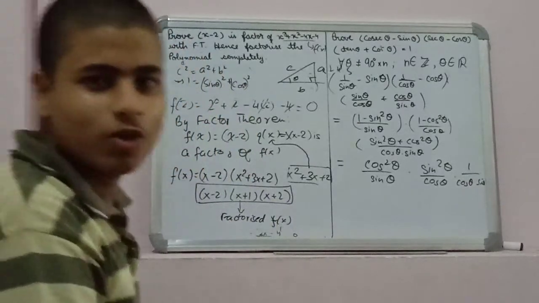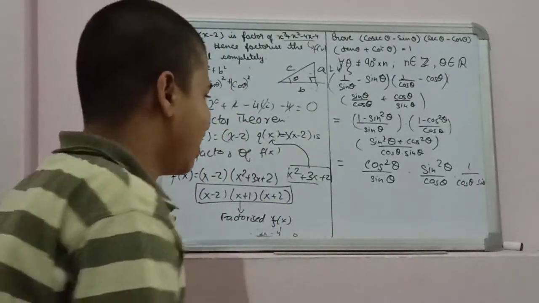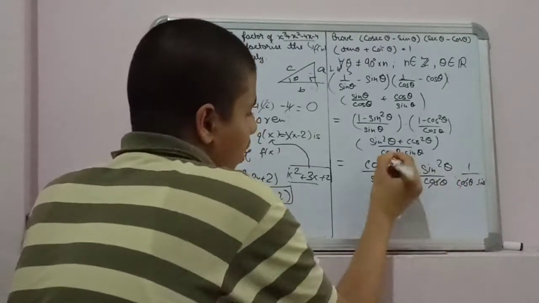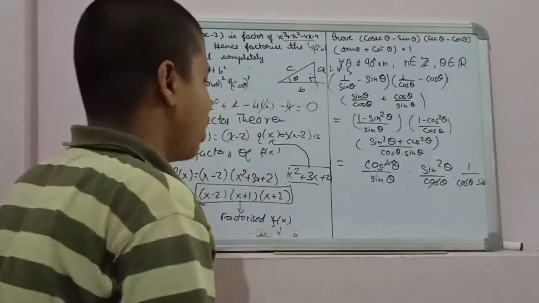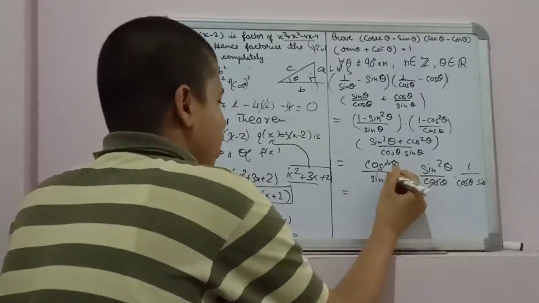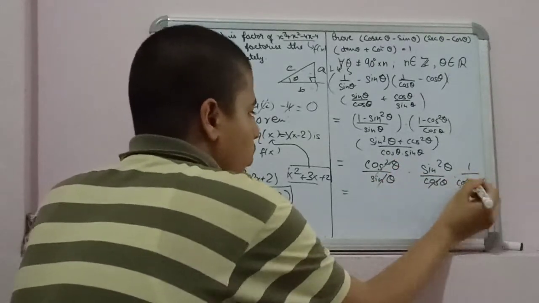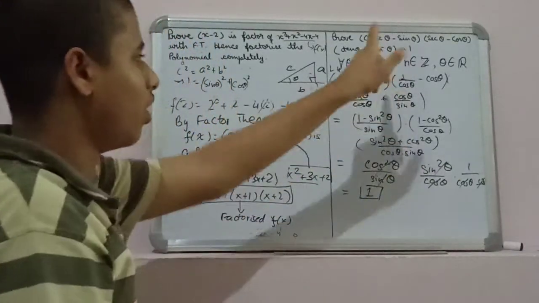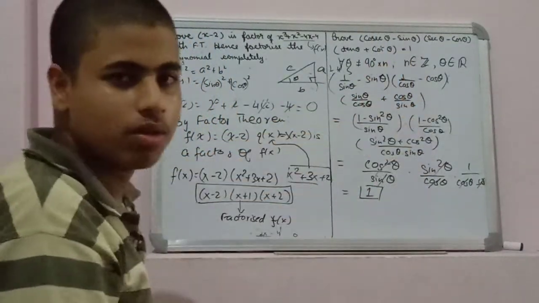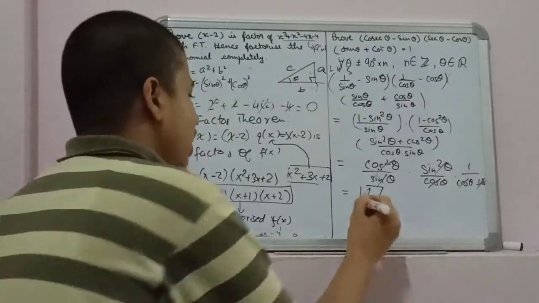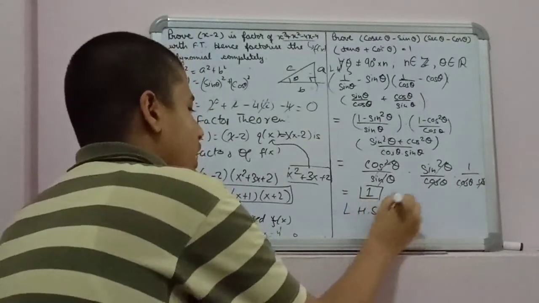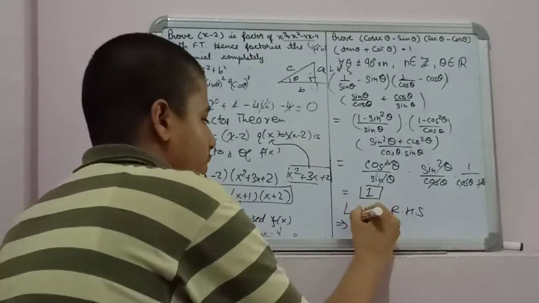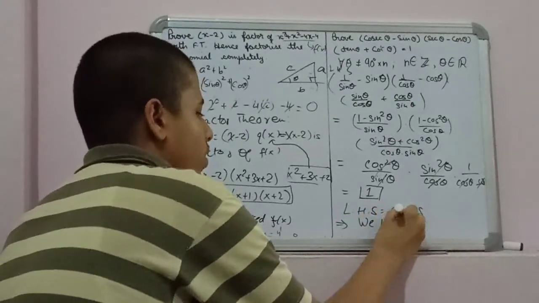Okay, now some magical cancellations, my favorite part. This is 1 over cosine of theta, this is another cosine of theta, these are 2 cosine of theta squared, so that's out. These 2 cancel out, and this is 1, obviously for all theta, not the multiples of 90 degrees. Since LHS is equal to RHS, this means we have proven it.